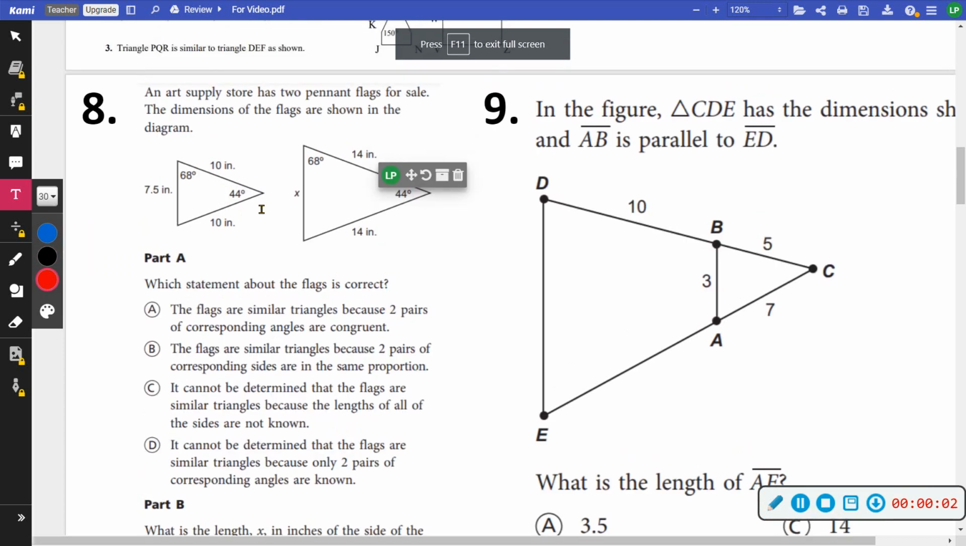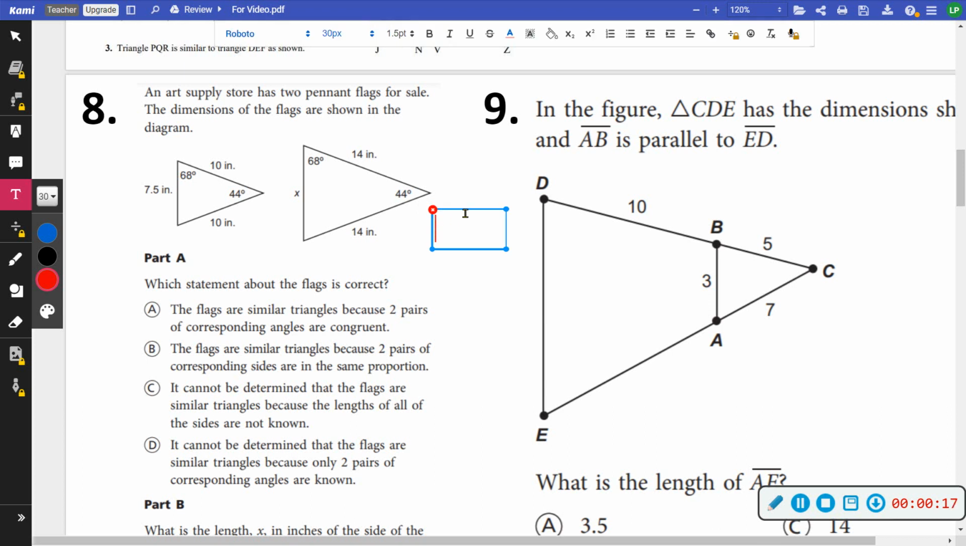So an art supply store has two pennant flags for sale. The dimensions of the flags are shown below. And down here they're wanting to know, are the flags similar or can it not be determined? And remember, there's three that we could use. If we could show that two angles are congruent, that is enough to show that they're similar.